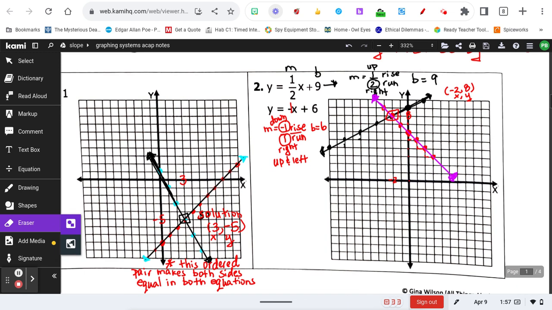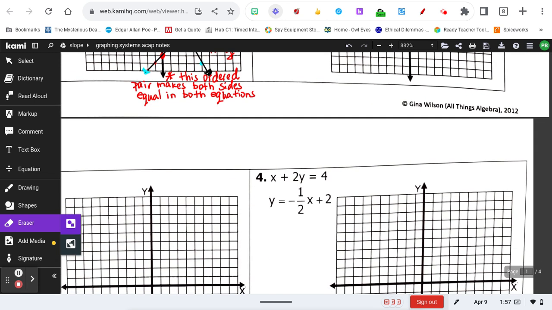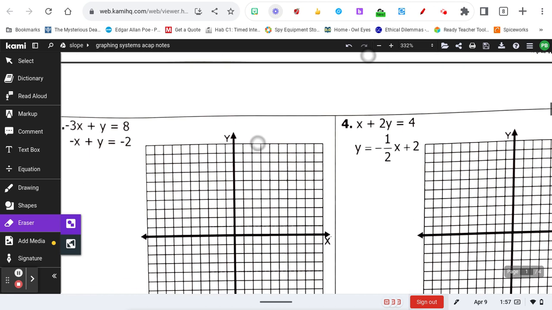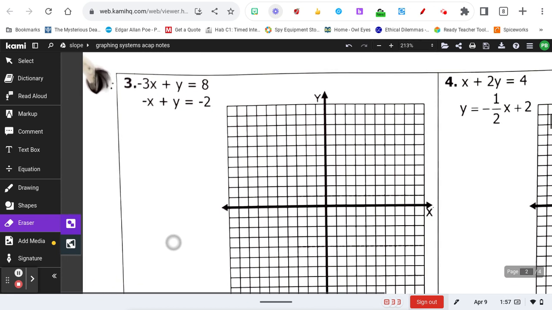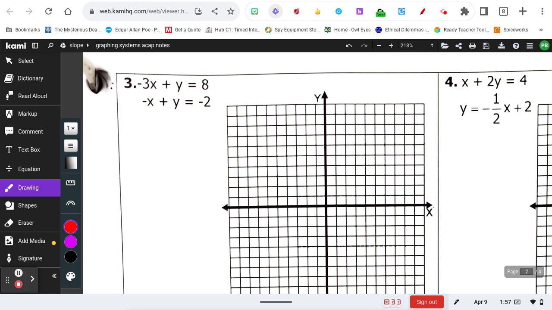Okay, let's take a look at number 3. The problem on 3 is that y isn't by itself in either one of those. I'm going to have to do a little work on these. So you get y by itself in each one. I'll do this one here. I'm going to put an imaginary 1 in front of that.